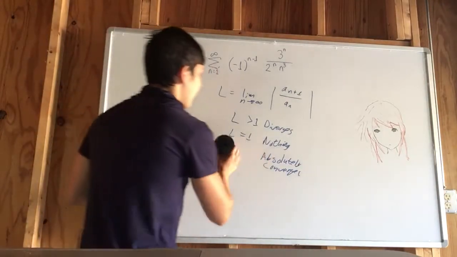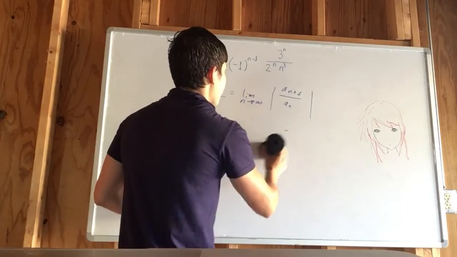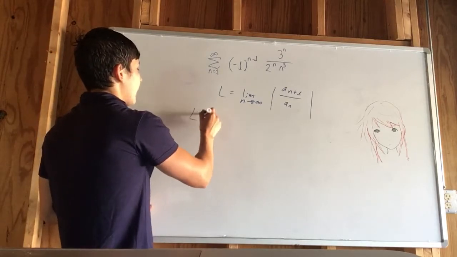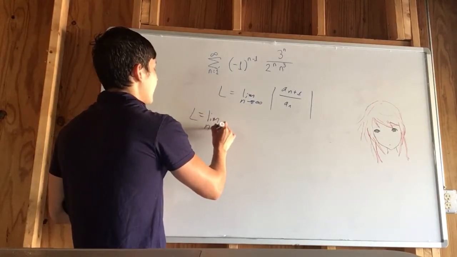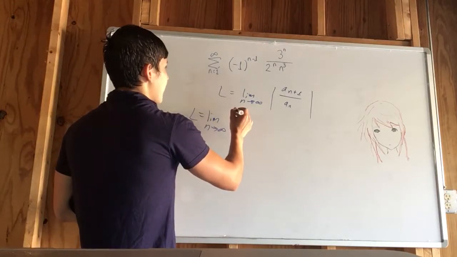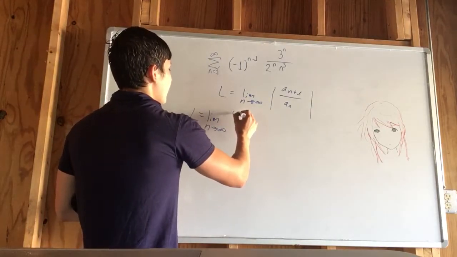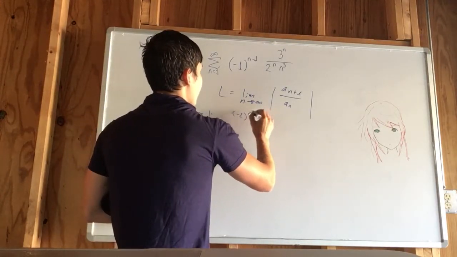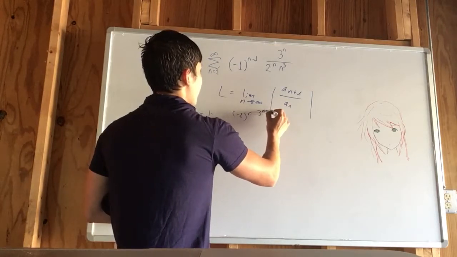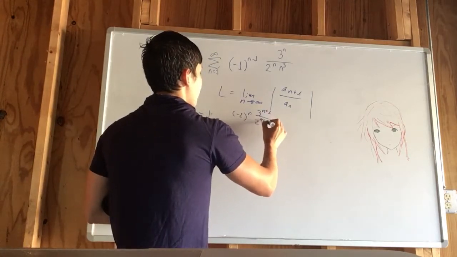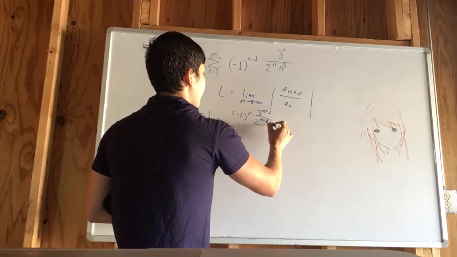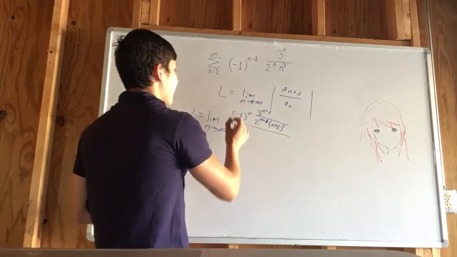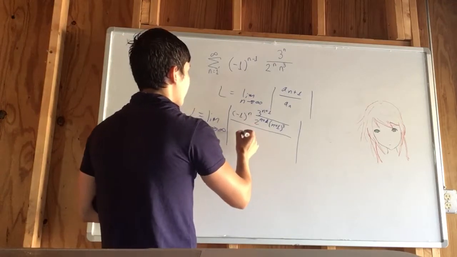So now that's what we're going to do. We're going to find out what L is when we apply this. So we're going to get L equals the limit as n approaches infinity of a sub n plus 1, which would be negative 1 to the n over 3 times 3 to the n plus 1 over 2 to the n plus 1 times n plus 1 cubed. In the numerator, in the denominator, we get the normal version.